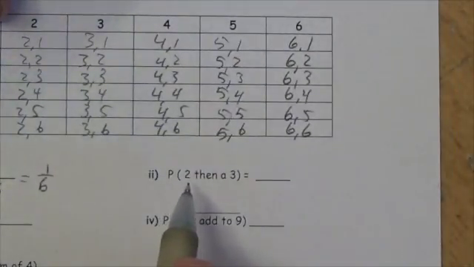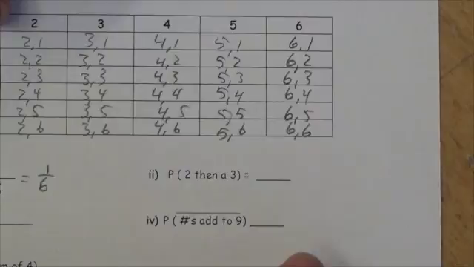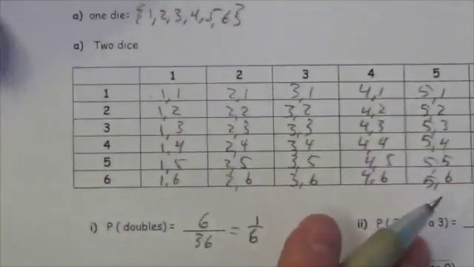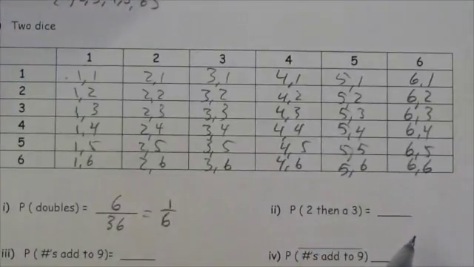2. What's the probability of getting a 2 and then a 3? Well, we said that this was the starting one here. So this assumes that maybe we're rolling that one die twice, and that's totally fine.